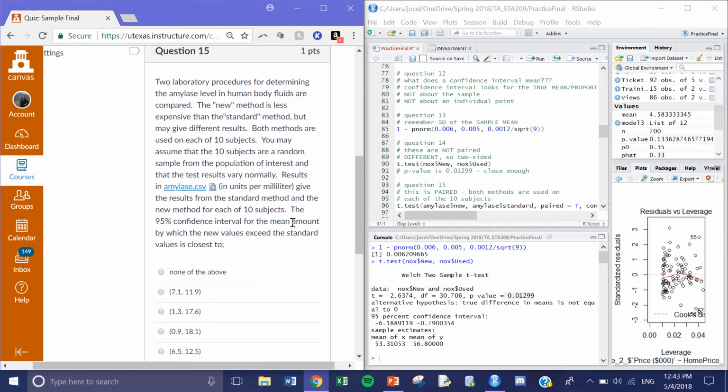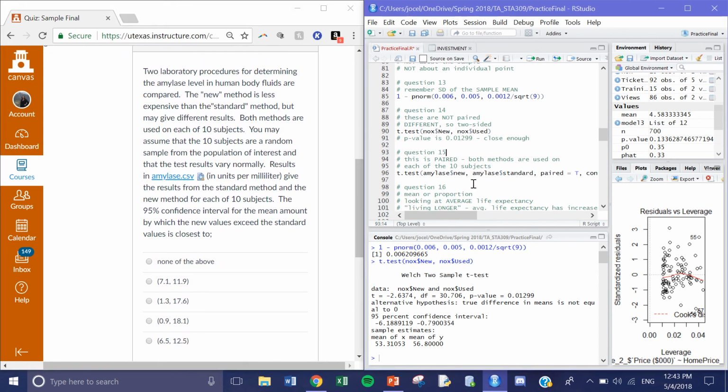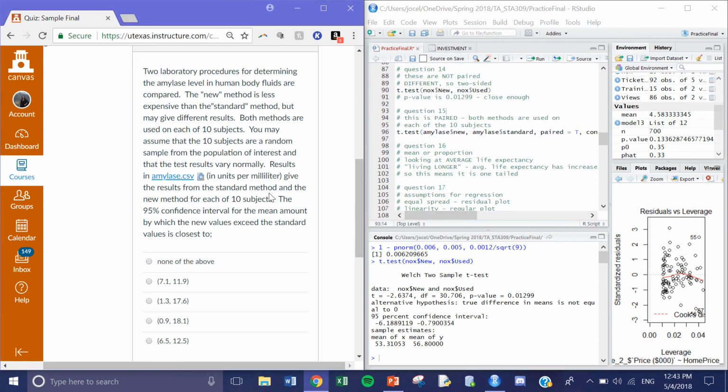Question 15. Two laboratory procedures for determining the amylase level in human body fluids are compared. The new method is less expensive than the standard method, but may give different results. Both methods are used on each of 10 subjects. This is the biggest hint. This is your hint that this data is paired, because both methods are used on each of the 10 subjects. So there were 10 people. Each person got the new method and the standard method. So they're paired by each person.